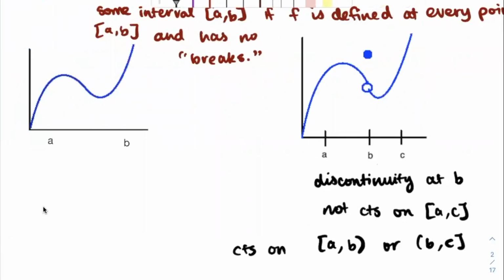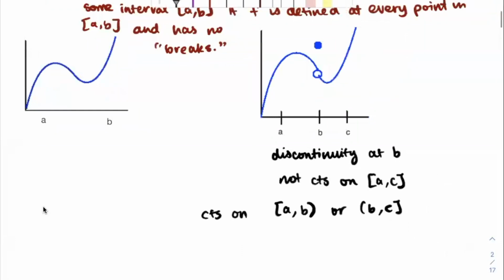The other thing to note here is that this discontinuity is what's called removable. What it means for a discontinuity to be removable is that we can fix the discontinuity and make the function continuous by changing the value at this one point. So here we could, instead of defining the value at B to be this point, just get rid of that and define it to be this point here. And that would make the function continuous. So this is called removable. And there are some discontinuities that are not removable.